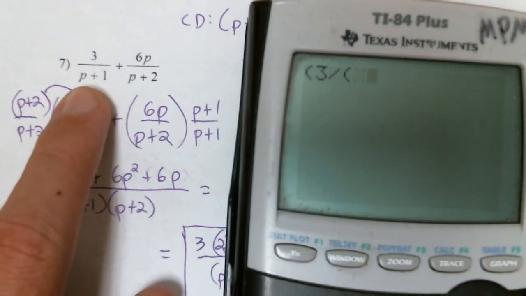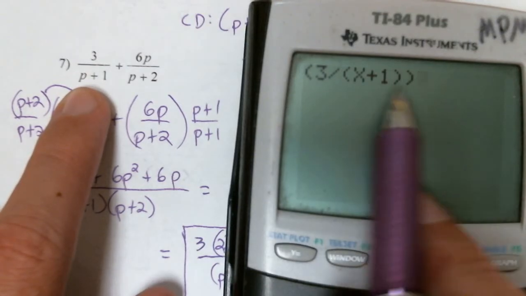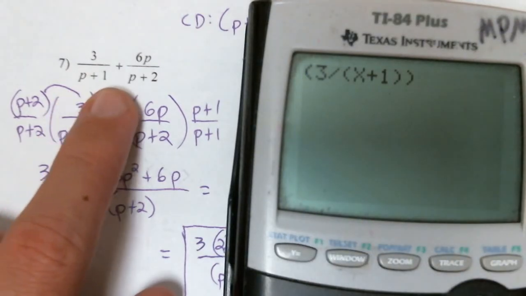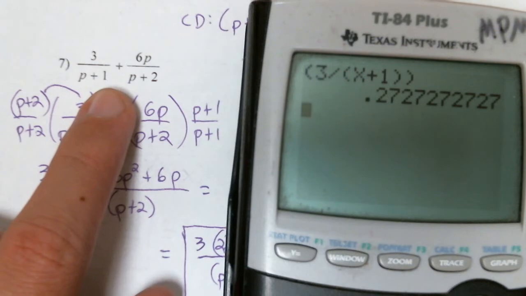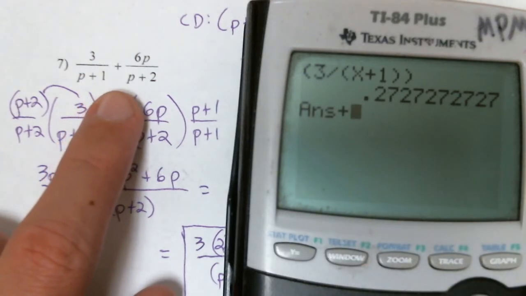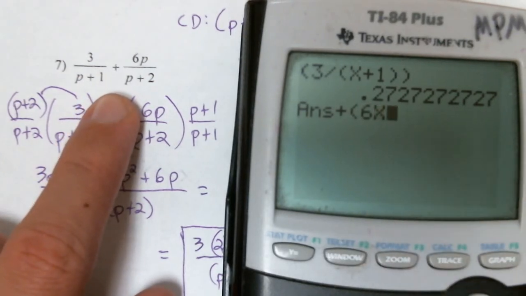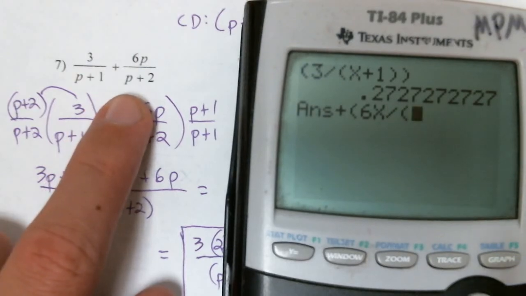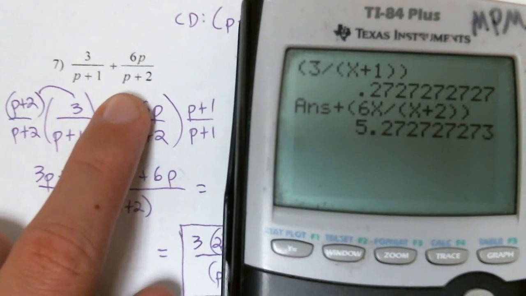So x plus 1. Close that. Two sets of parentheses, all of that, plus, oops, do that again. Or I could just keep going. I can just do answer plus, parentheses 6x divided by another set of parentheses, x plus 2. Close both of those sets. That gives me that number.